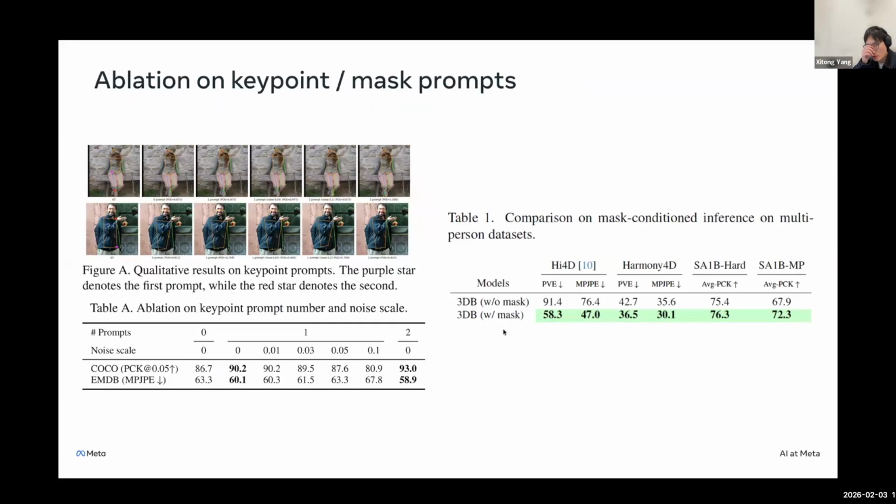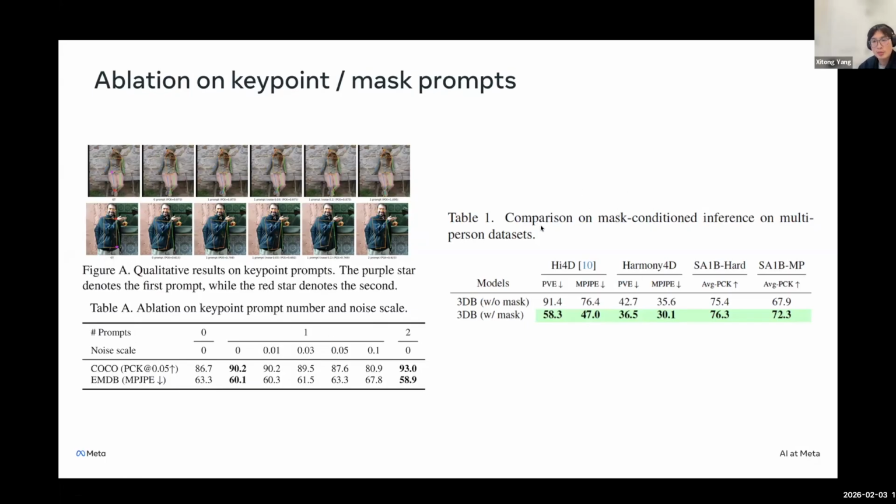We also do some ablation on the key point and mask prompts we provide to the model. On the left, I'm showing that by providing more key point prompts, one or two during inference, the model performance can definitely improve. For example, on COCO, the PCK, the percentage of correctly detected key points, will significantly improve if we provide key point prompts to the model. In the figure, you can see the key point prompt can be something like the key points on the shoulder or on the hips.